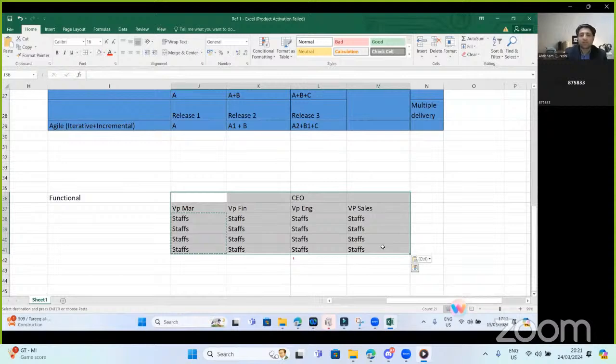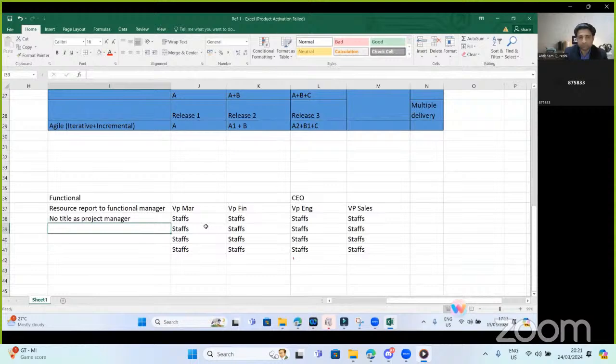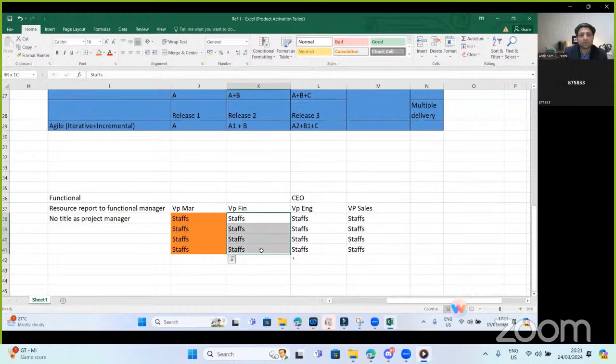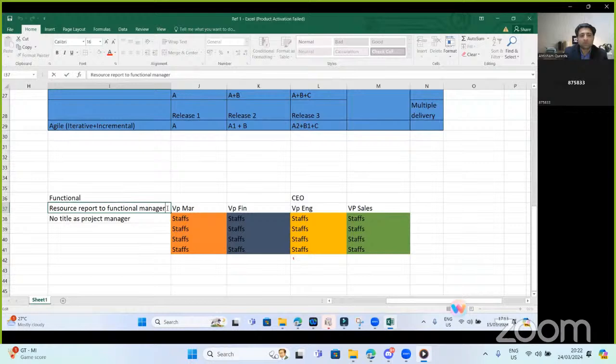So if I see the authority of the project manager is zero, functional resources report to the functional manager, and there is no title as project manager. So the projects do happen, but they happen in this fashion: projects may happen within the marketing department itself, and projects may happen within the finance department itself, and we may have standalone projects happening in engineering. All these projects are individually managed by their own functional managers, which the resources report to, and the budget is with the VP or director of the function. So there is no authority of the project manager.